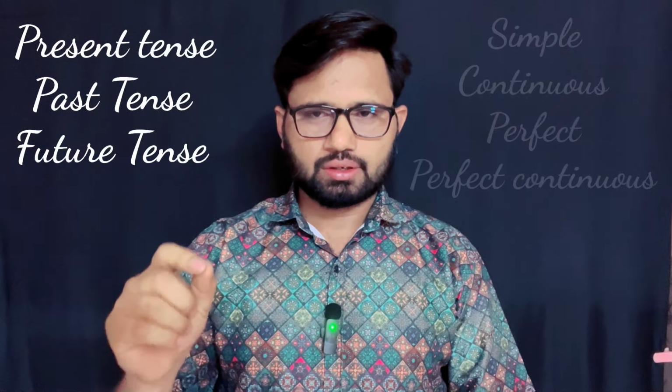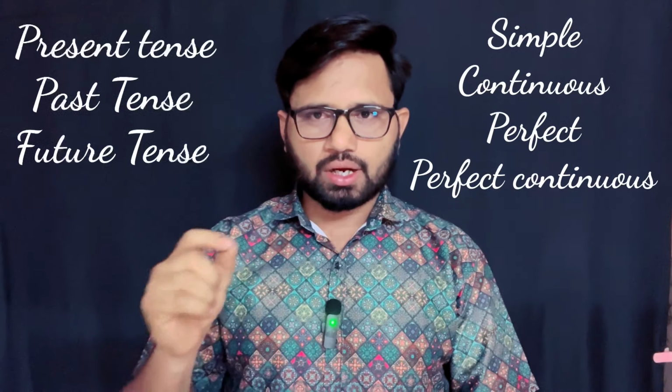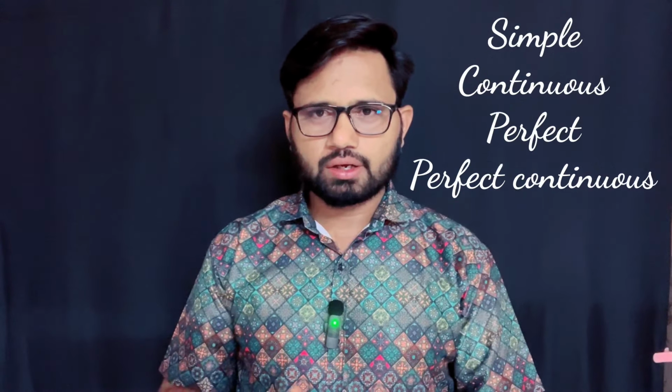According to time, tenses are divided into three categories; according to state, four categories. Let's look at time first: present tense, past tense, future tense. According to state, meaning the state of an action: simple, continuous, perfect, perfect continuous. All together there are 12 tenses in English.